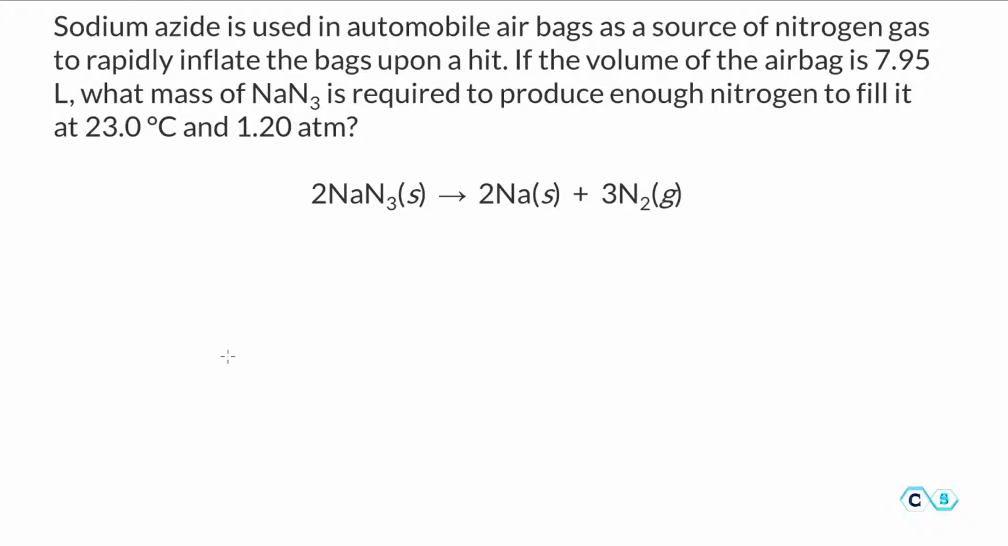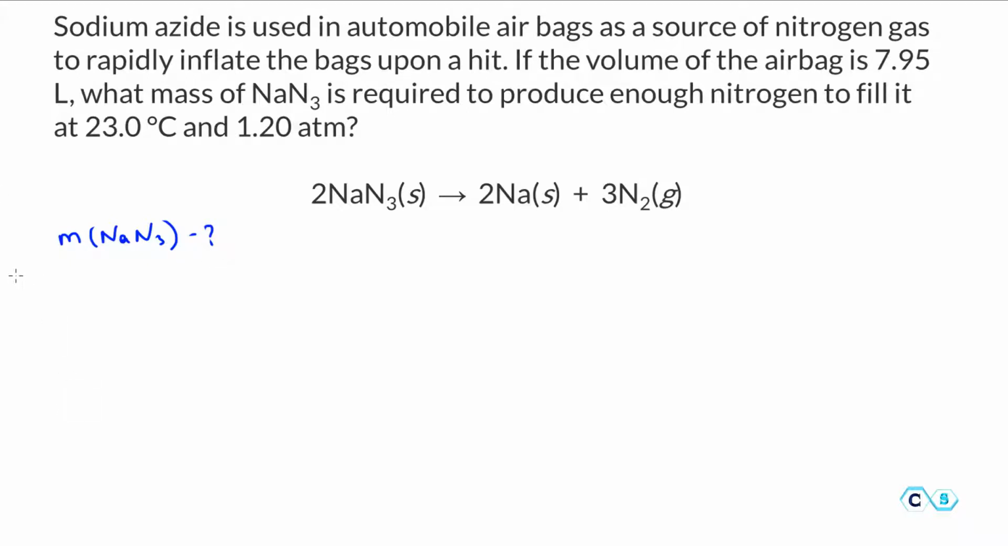Let's determine how much sodium azide is necessary to produce enough nitrogen gas to fill an airbag that has a volume of 7.95 liters. The mass of the sodium azide is what we're trying to find here. Let's write it down. This is our unknown. But we have some data for the nitrogen.